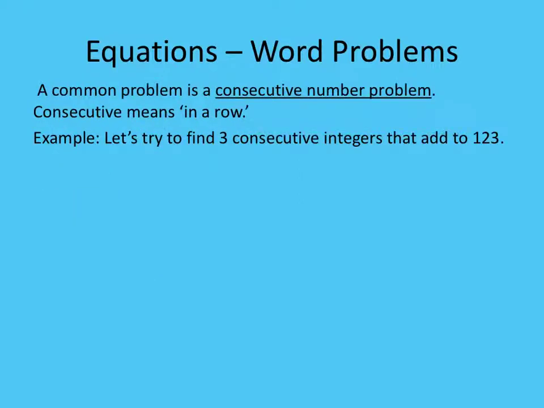A common problem is a consecutive number problem. Consecutive means in a row, so numbers that come one right after the other. An example would be to try to find 3 consecutive integers that add up to 123. First, let's do a let statement. A let statement lets you know what your variables are. So let's use n. Let n represent the first number.